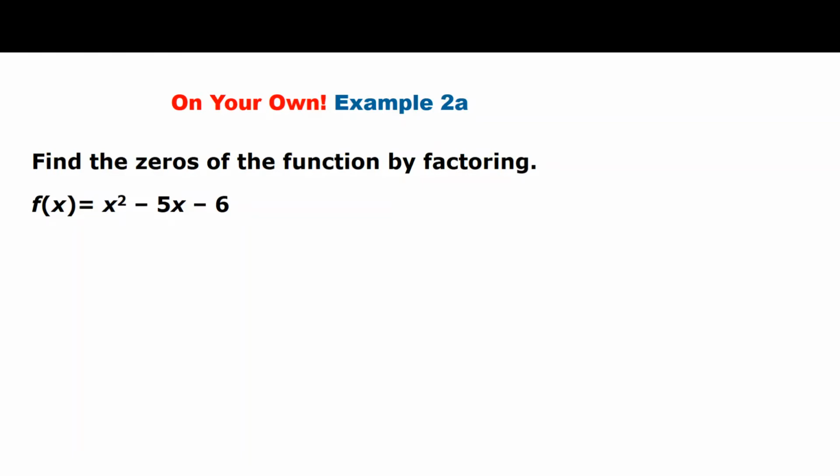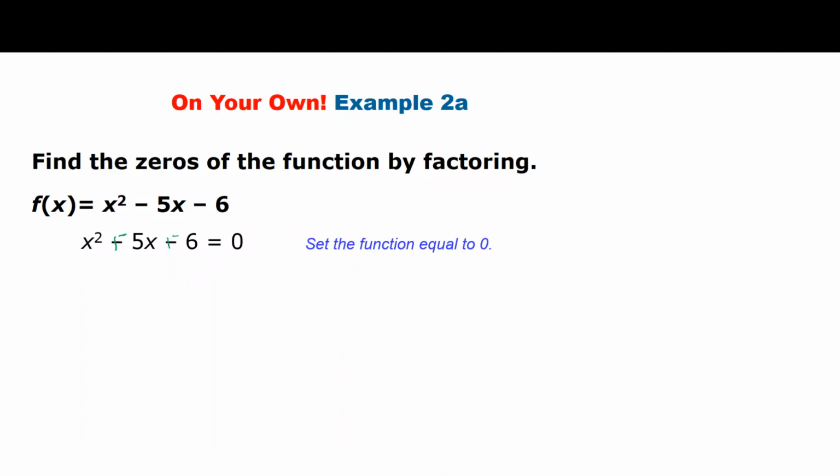Okay, hope you were able to figure this one out on your own. It says find the zeros of the function by factoring. So again, the very first thing we want to do is set our function equal to 0. Now when I look at this, I don't see any common factors, so I'm going to have to factor a different way. So what I'm going to do is I'm going to take a look at this, and I always change my minuses to plus the opposite.